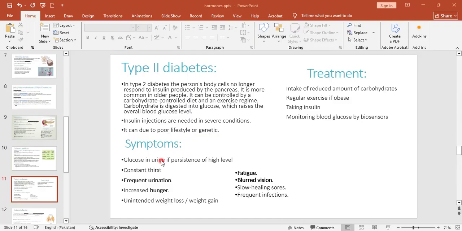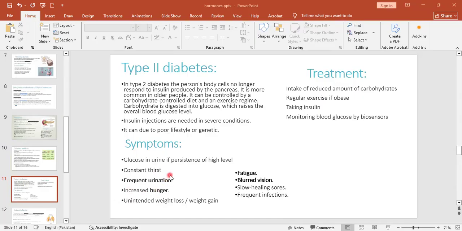And if glucose is present in the urine, how would you detect it? You will detect it by the biochemical test known as the Benedict test. In the Benedict test, if glucose is present, the color changes from blue to green, green to yellow, yellow to orange, and then red. Okay. Constant thirst, frequent urination.